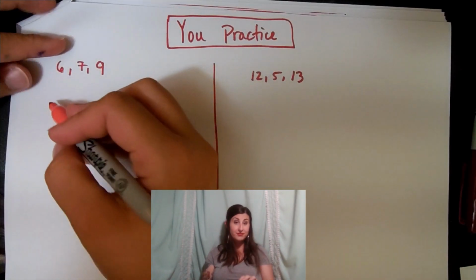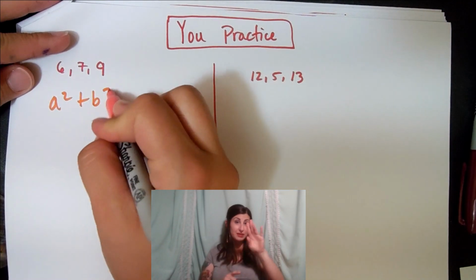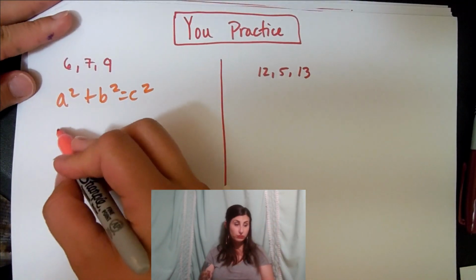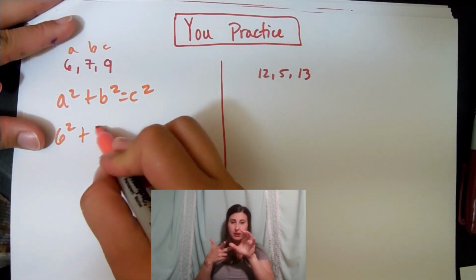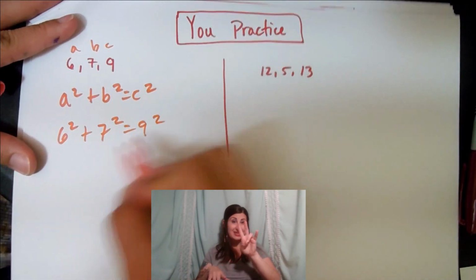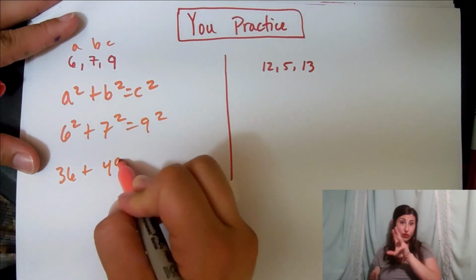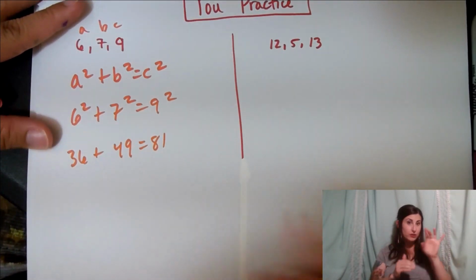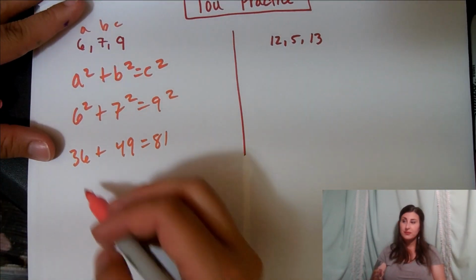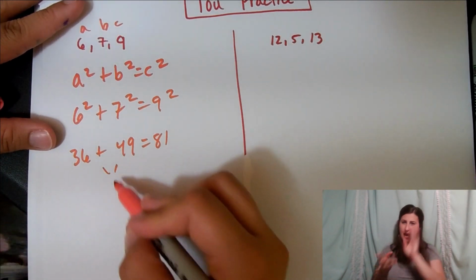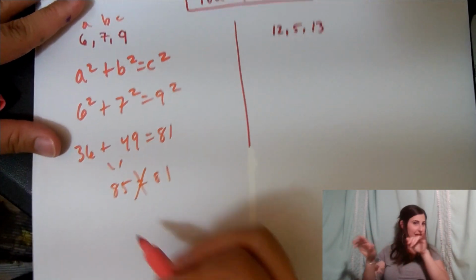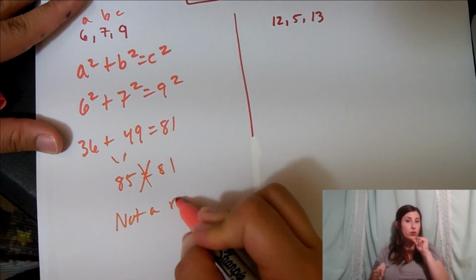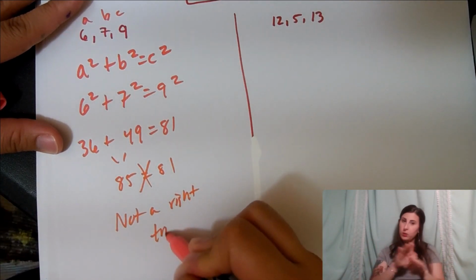All right, so let's see, a squared plus b squared equals c squared. So 6 squared, because this is a, b, and c. 6 squared plus 7 squared equals 9 squared. 36 plus 49 equals 81. When I add those together, that makes 85. That does not equal 81, so not a right triangle.